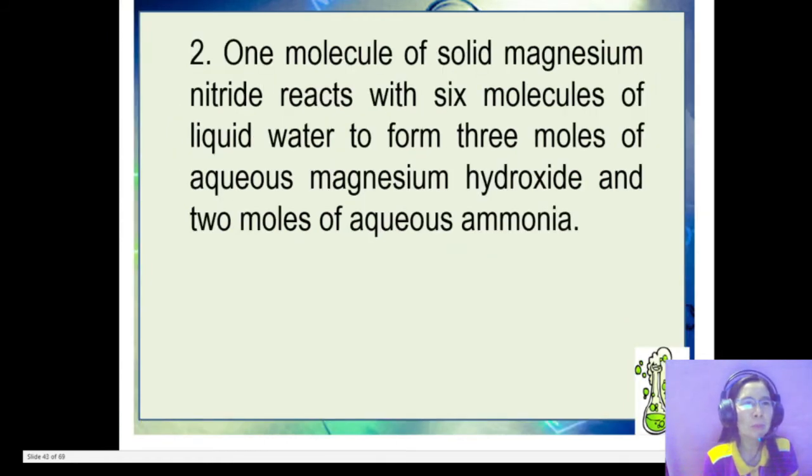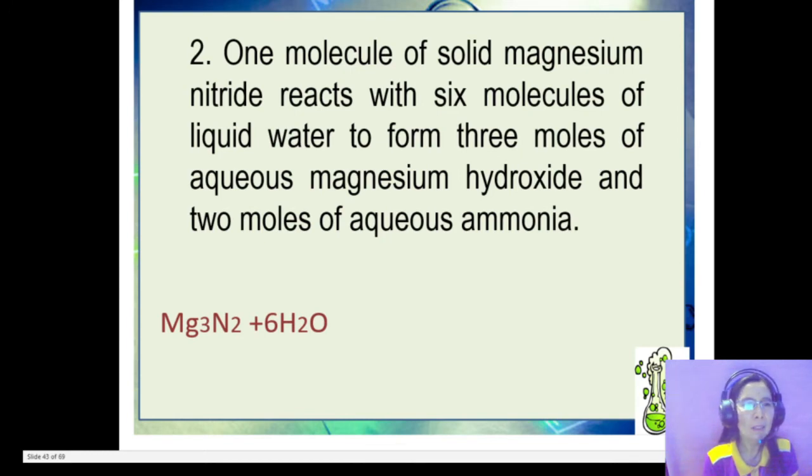Okay, number 2. Let's try to read first number 2. 1 molecule of solid magnesium nitride reacts with 6 molecules of liquid water to form 3 moles of aqueous magnesium hydroxide and 2 moles of aqueous ammonia. 2 seconds for you to write the chemical equation for this one. Time starts now. Time is up. And let's check your answer.